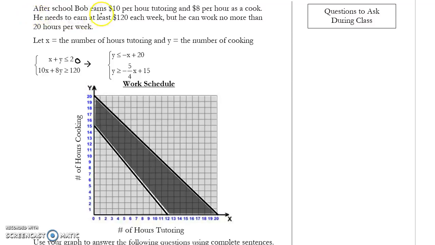After school, Bob earns $10 per hour tutoring, $8 per hour as a cook. He needs to earn at least $120 per week. So that's greater than or equal to $120. But he can work no more than 20 hours per week, less than or equal to 20. So this is the number of hours, this is the amount of money. I've solved them for y and graphed them.